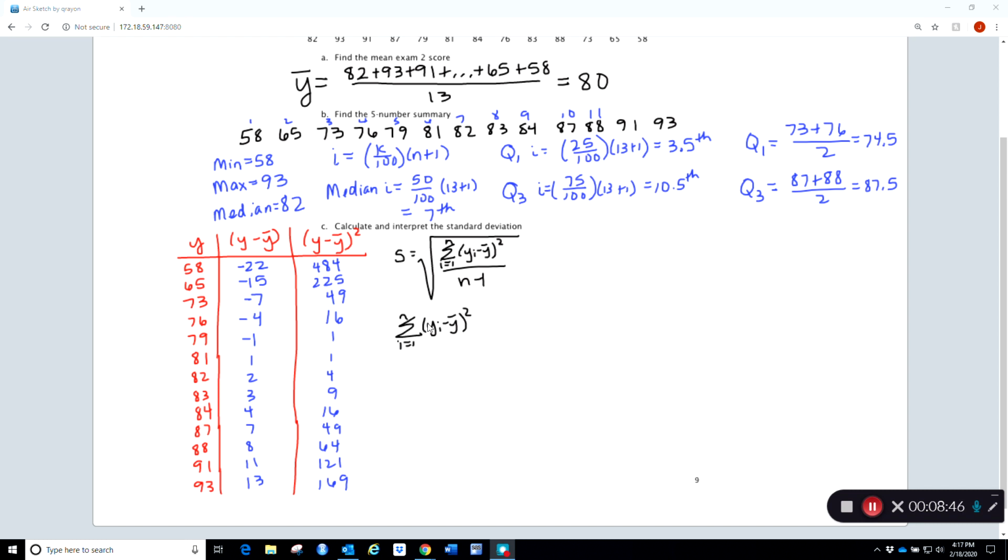So I'm just going to add up all of the numbers in this column. And when I add up all of those values, I should get 1,208. So that is what that piece of my formula is going to be. So now actually plugging that in, my S is going to be the square root of 1,208 over our n, which was our number of observations, so we had 13 values, and we're going to subtract off 1. So we're going to divide that by 12. And then take the square root of that when you're done, and we should get just about right at 10, just a tad bit more.